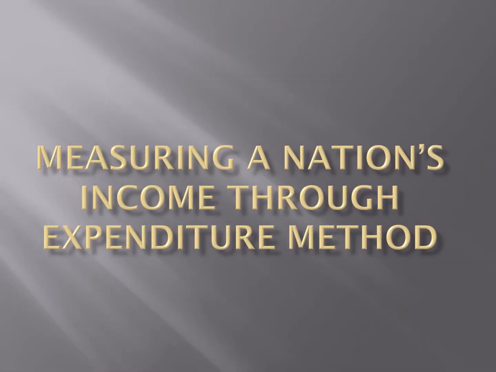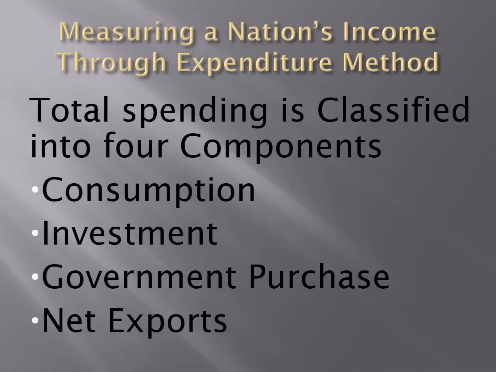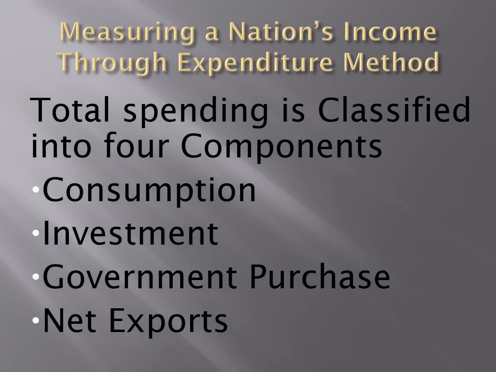Measuring a nation's income through the expenditure method. Factor income earned by factors of production is spent in the form of expenditure on the purchase of goods and services produced by firms. Gross domestic product at market price is the sum total of final expenditure incurred by households, business firms, government and foreigners. Total spending is classified into four components: consumption, investment, government purchase, and net exports.